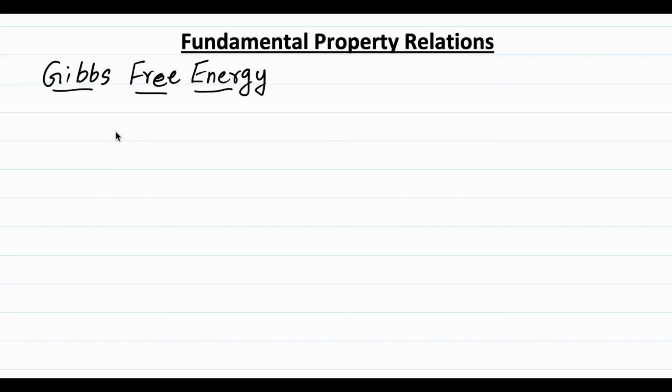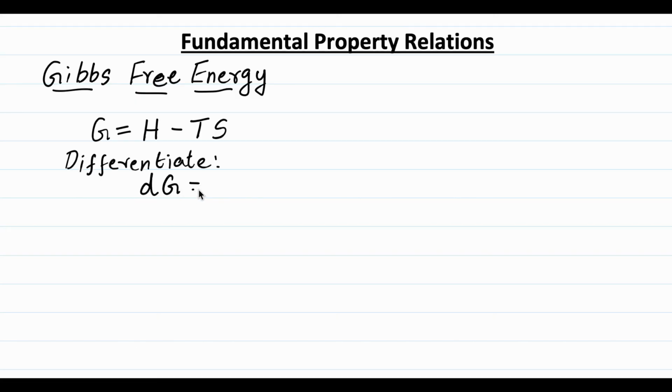To derive the differential form of Gibbs free energy, we can start with the definition of Gibbs free energy, which is G is equal to H minus TS. When we differentiate this equation, we get dG is equal to dH minus TdS minus SdT, and this is equation number 7.